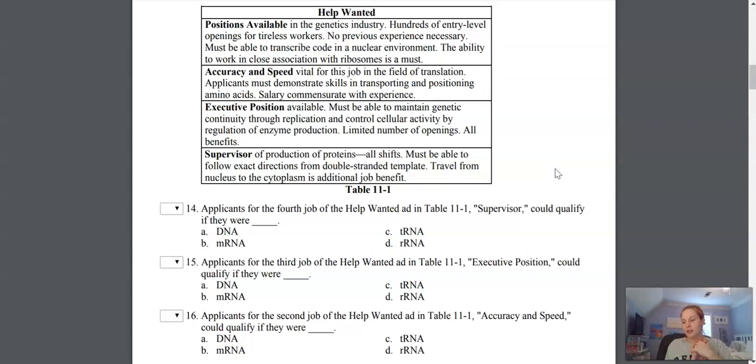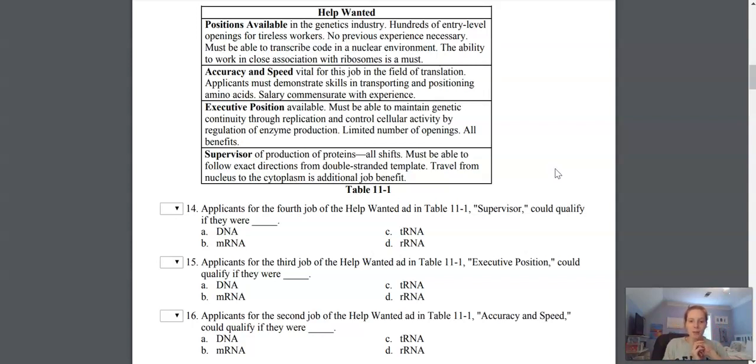So what is 14 talking about? Here are our 4 options. We have DNA. Nope, DNA cannot leave the nucleus, so that's eliminated. mRNA, that's a possibility. C, tRNA. tRNA doesn't do anything with DNA. And then rRNA doesn't do anything with DNA. So 14 is B, mRNA. Remember, mRNA is made from the DNA and then leaves the nucleus, goes to the cytoplasm so it can be translated.